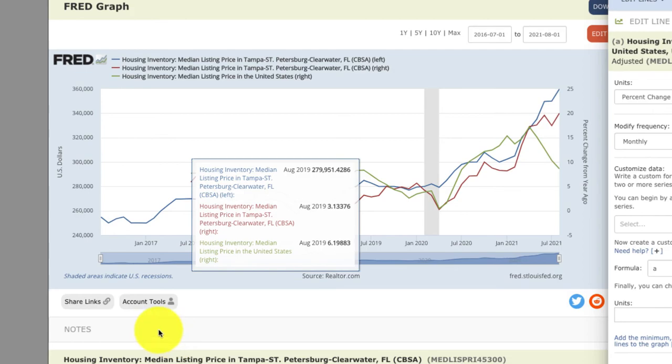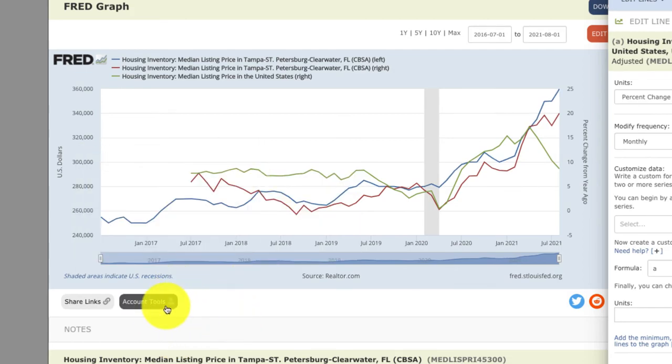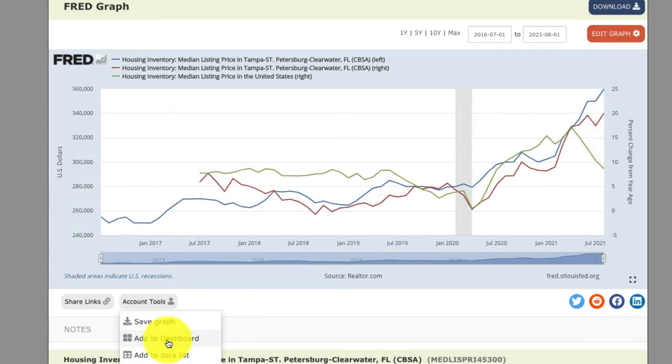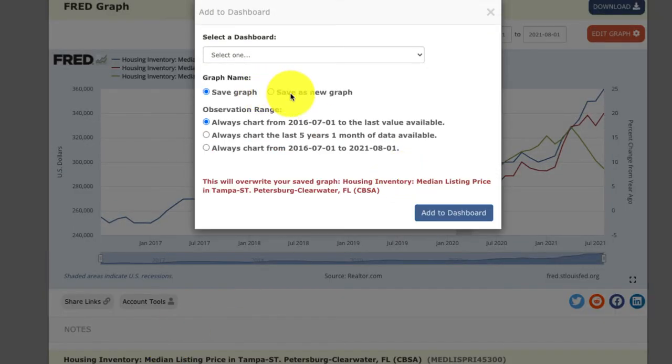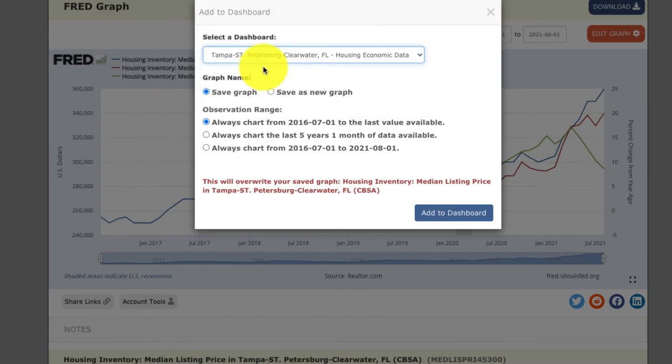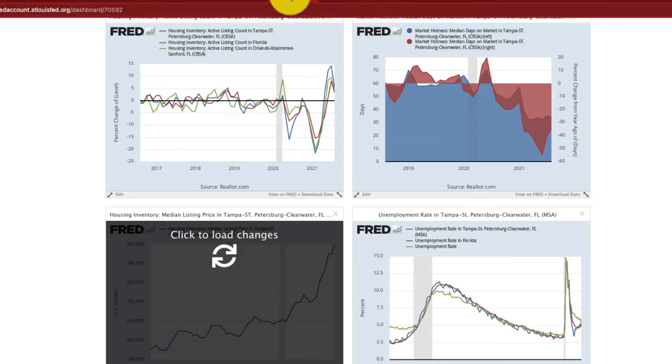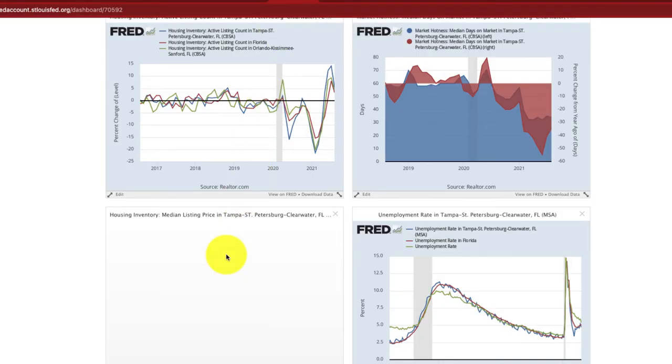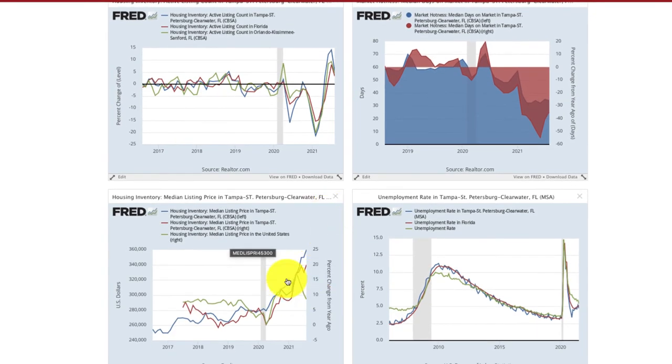So now say if we want to add this to our chart, we could go to Account Tools and then Add to Dashboard. We could save it as a new graph on top of the current one, which was what I want to do, or actually to my Tampa St. Pete. And I don't want it to always go back to 2016. I just want it to go back 5 years, depending on whatever date it currently is. So I'm going to select this and click Add to Dashboard. Now if we go back to my Tampa dashboard, I click to load changes, and it should show up. Great, so now I can see my chart here.